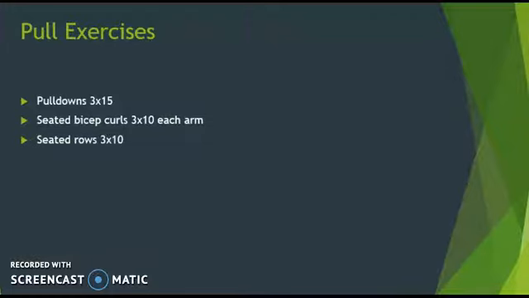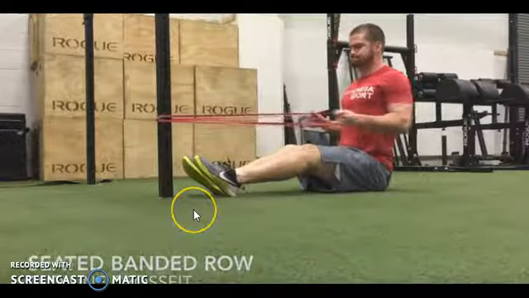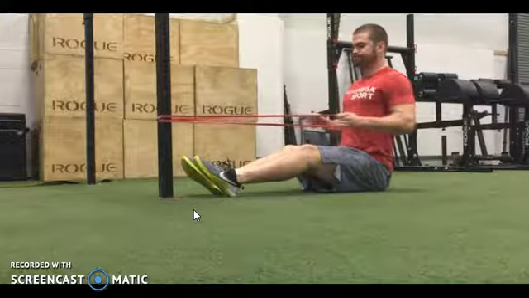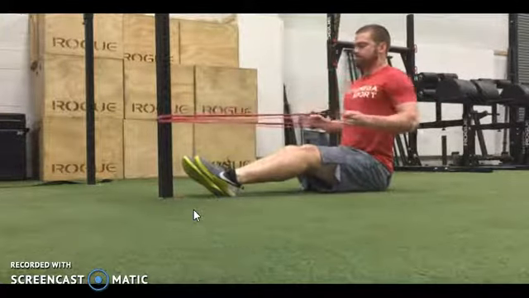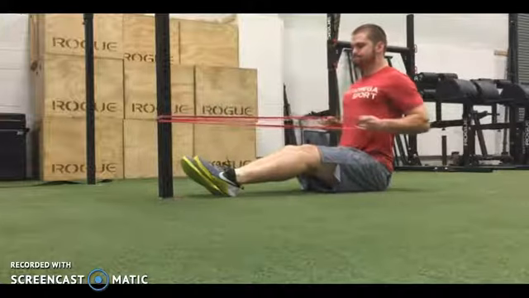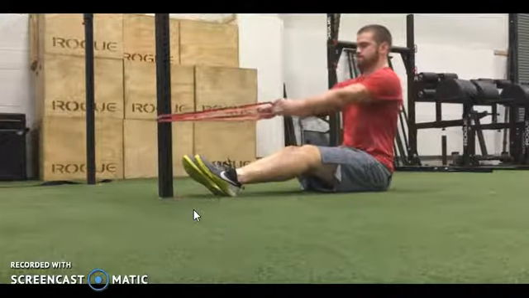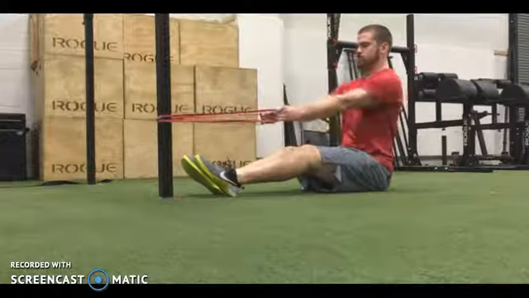The last exercise we're going to have for our pull exercises are seated rows, 3 sets of 10. Here we can see the seated banded row. You do not need to be on the ground. You can be in your chair, stable with the brakes on. Very good workout, hitting the rhomboids, the traps, all you need.